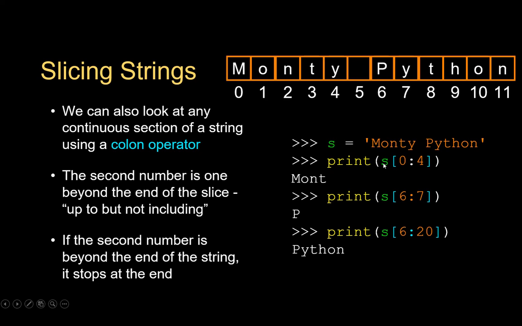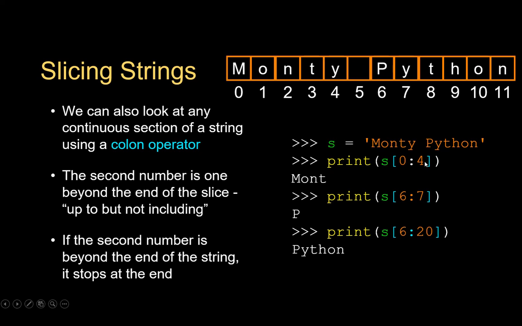We're going to use the print function to print the S from 0 to 4. So one point that we have to remember about the square bracket is, so 0 colon 4 is start at 0. So we start at the first character, which is M.